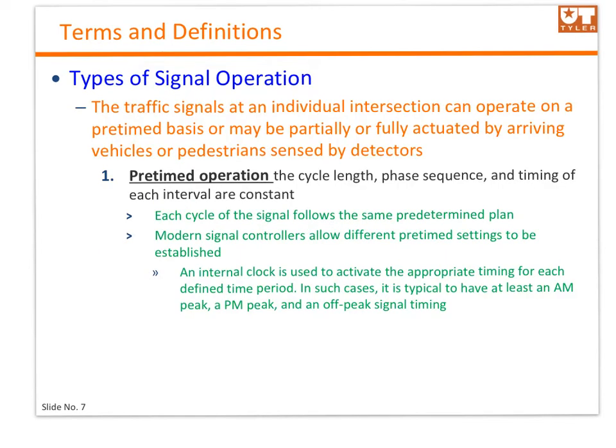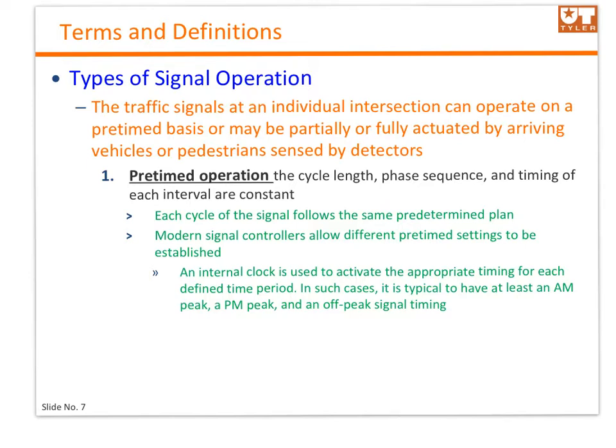So what are the types of signal operations that we typically have? Traffic signals in general at an individual intersection can operate on a permitted basis or may be partially or fully actuated by arriving vehicles or pedestrians that can be sensed by detectors. The very first type of signal operation is pre-timed operation. In pre-timed operation, basically the cycle length, the phase sequence, and the timing of each interval are always constant.